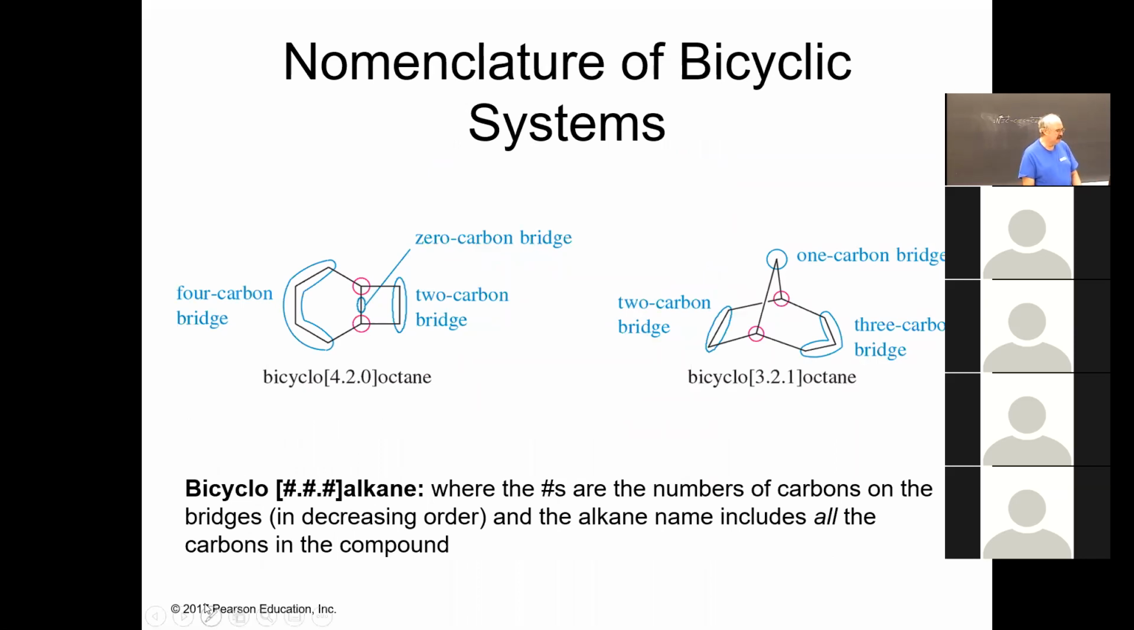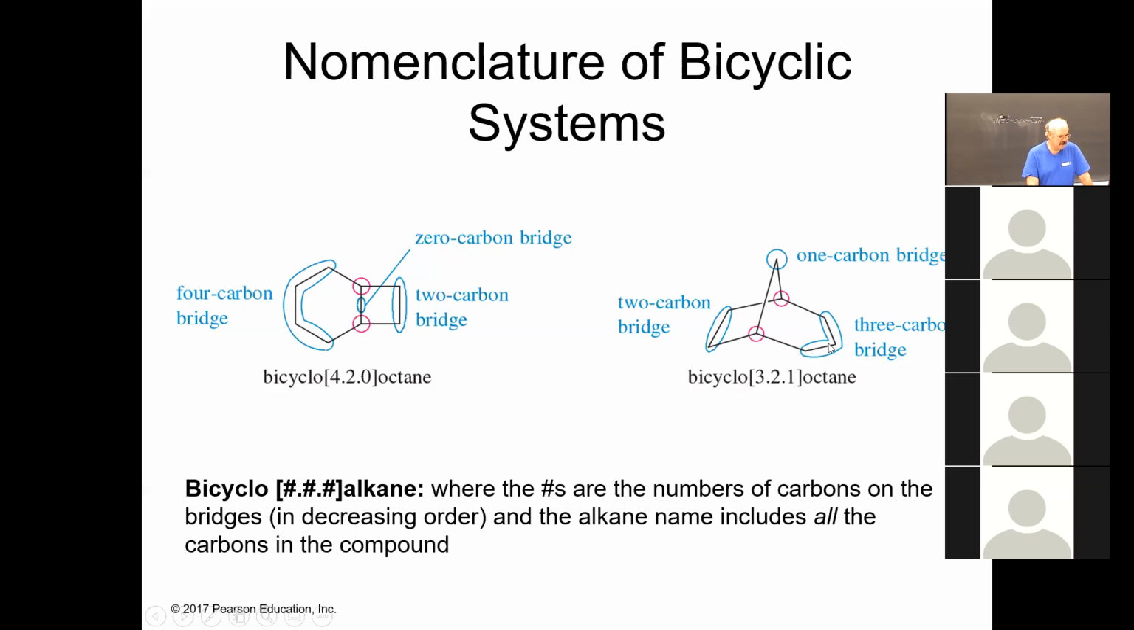Bicyclic systems have two fused rings, that is, two rings sharing two carbons. The way this is named is bicyclo, and then in brackets 4. If we go across this way, we cross 4 carbons to go from one bridgehead to the next. If we go this way, we cross 2 carbons, and if we go this way, we cross 0. So it's 4, 2, 0. You need 3 numbers. This is what's called a bridged bicyclic.